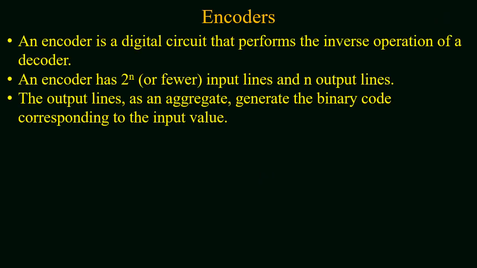Earlier we studied decoders, which are used to implement binary code on hardware. An encoder is a digital circuit that performs the inverse operation of a decoder. A decoder has n input lines and 2 power n or fewer output lines, whereas in the case of an encoder, inputs and outputs are opposite. The output lines as an aggregate generate the binary code corresponding to the input value.